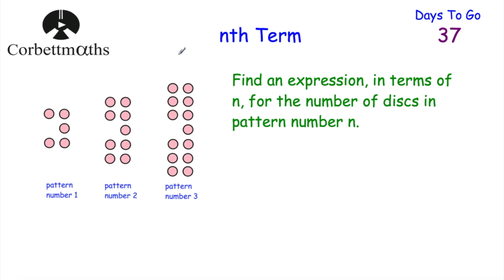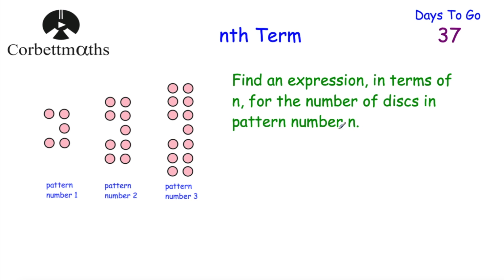Now, sometimes you might encounter patterns. So here we've got a pattern of discs. So we've got some circular discs. So we've got pattern 1 that looks like this, then pattern 2 and pattern 3. And the question says, find an expression in terms of n for the number of discs in pattern n. Okay, and feel free to press pause now to work out this question.